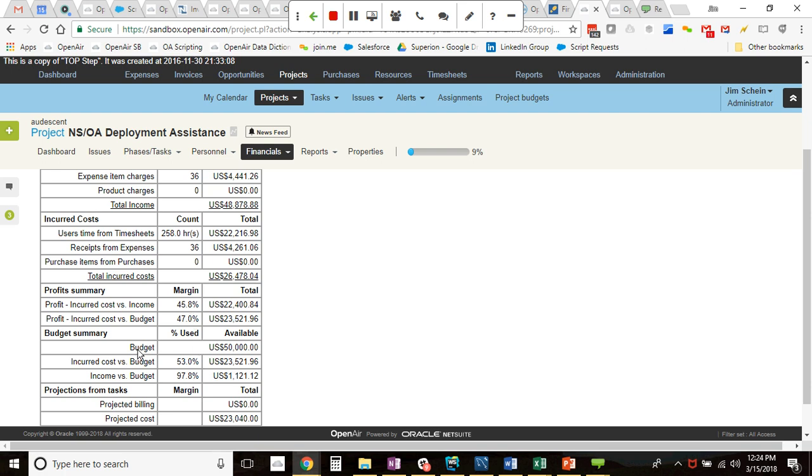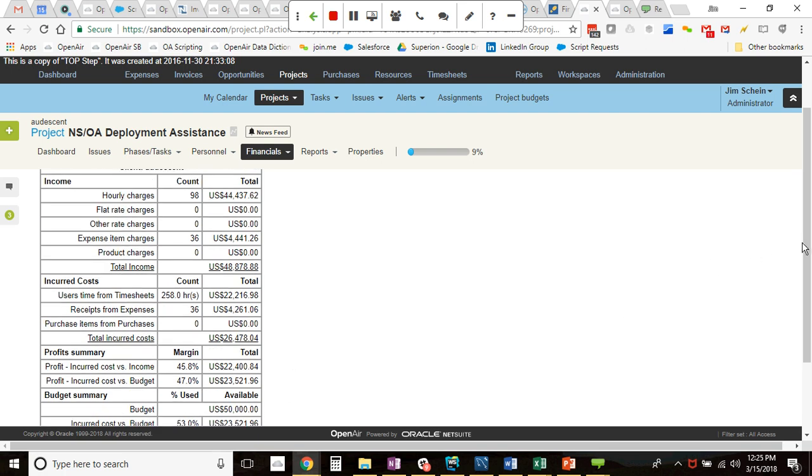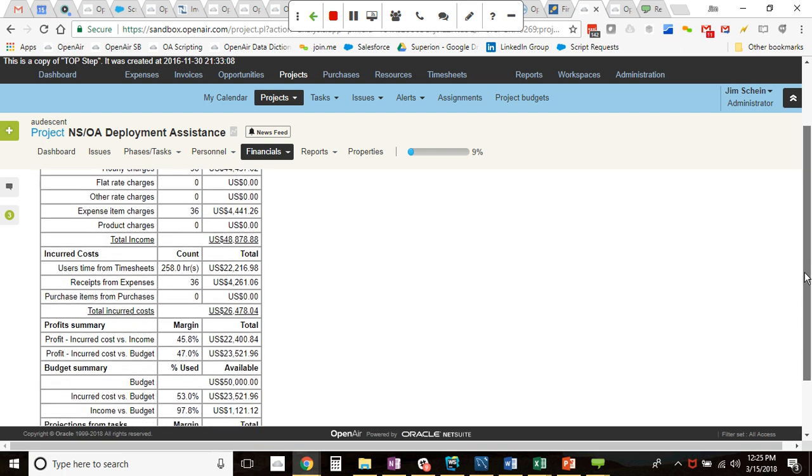And now we can see we have a budget of $50,000. Whoops, excuse me, we slide that down properly. So we have a budget of $50,000, and again, our income of $48,878. So now we can see we're making incurred cost versus our budget. Our $26,478.04 divided by our $50,000 gives us a 47% margin, as well as an actual profit of $23,500.